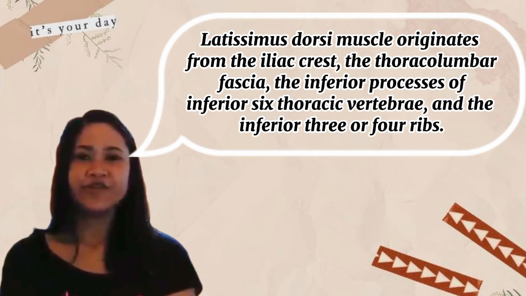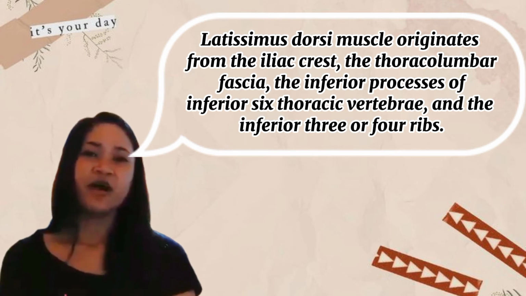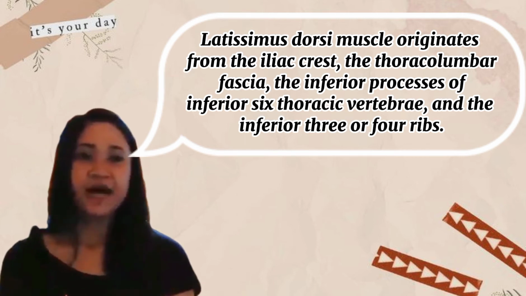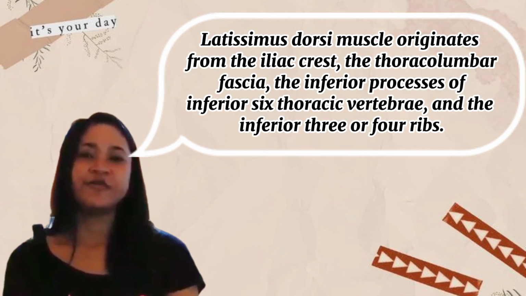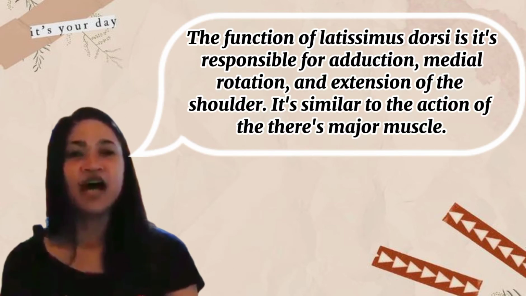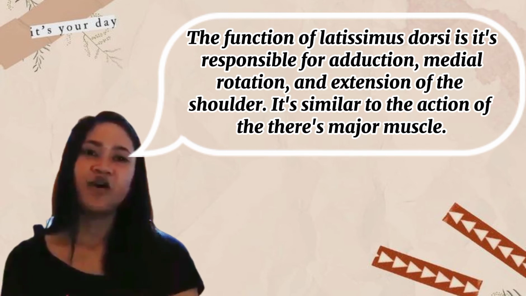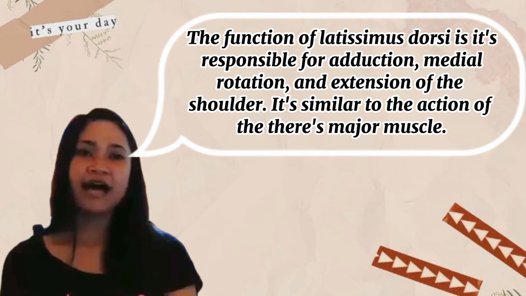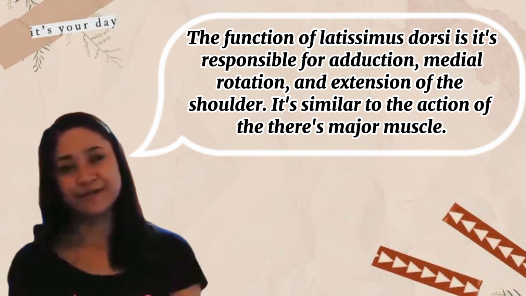Latissimus dorsi originates from the iliac crest, the thoracolumbar fascia, the spinous processes of the inferior 6 thoracic vertebrae, and the inferior 3 or 4 ribs. The function of latissimus dorsi is adduction, medial rotation, and extension of the shoulder. It is similar to the action of the teres major muscle.